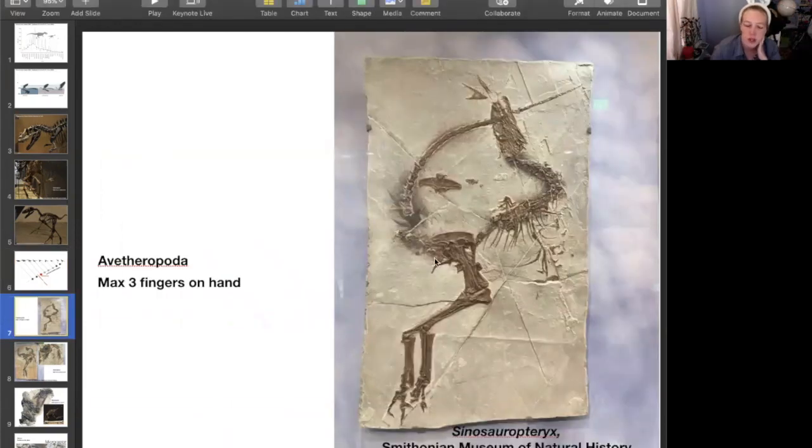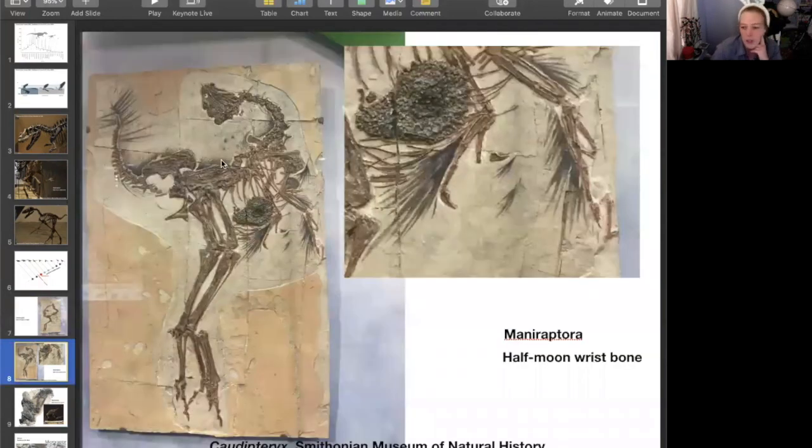This is the Sinosauropteryx, which is an Avetheropoda, and it has the 3 fingers on the hand. Let's look at the proportions of this animal. Long legs, short arms, pretty big hands, and also this animal has feathers. Feathers on the neck, the rump, the tail. Simple filamentous feathers. If we compare that to a very similar looking animal at first sight, we have long legs, longer arms, and some pretty prominent feathers on the rump and arms.